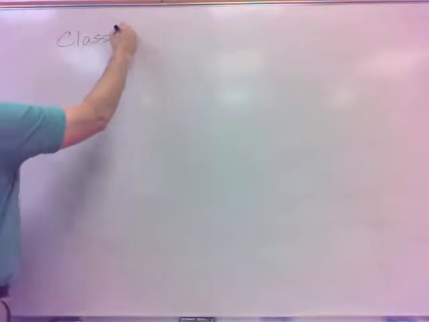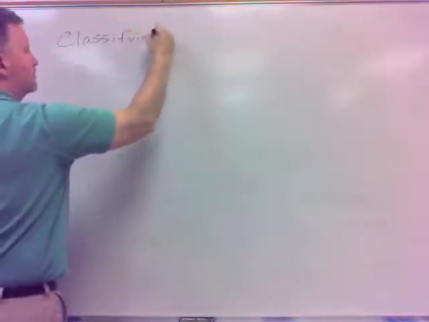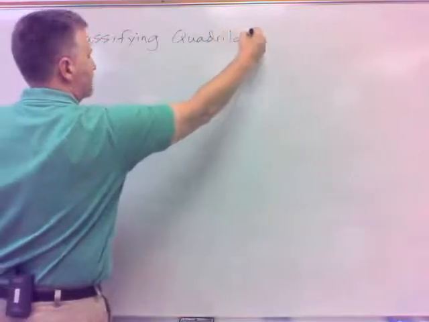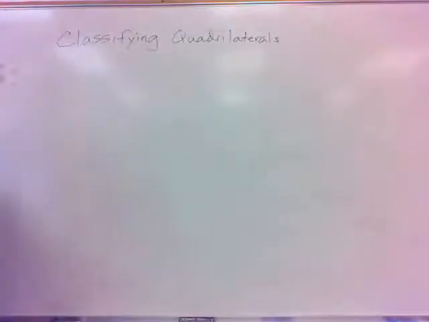Also, here, let's talk a little bit about classifying quadrilaterals. Quadrilaterals can also be grouped. There are three separate groups we can group these into, and some of them have subcategories. And we're going to do these by parallel sides.